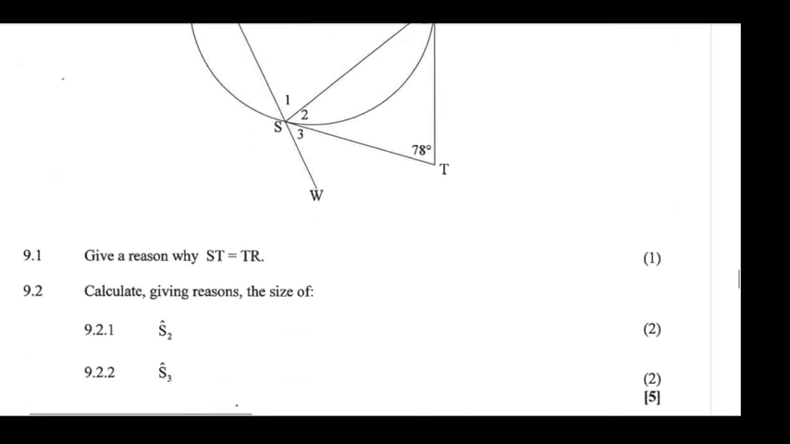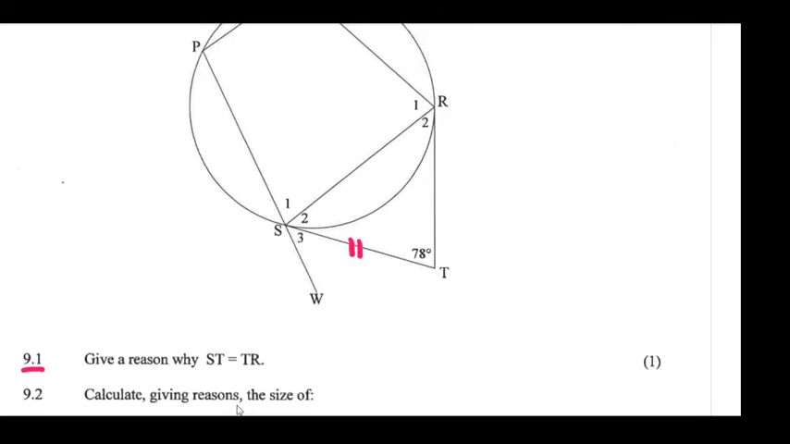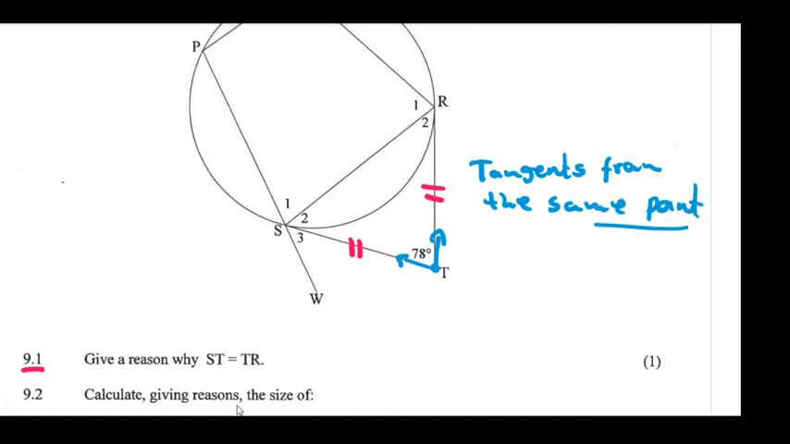So let's just answer the first question, 9.1, which says give reasons why ST is equal to TR. So we must give reasons why this ST is equal to this TR, right? If you can see, they come from this point here, and then one goes that direction and then another goes that direction. So we simply say tangents from the same point, right? So that is the answer that you are looking for in this problem.